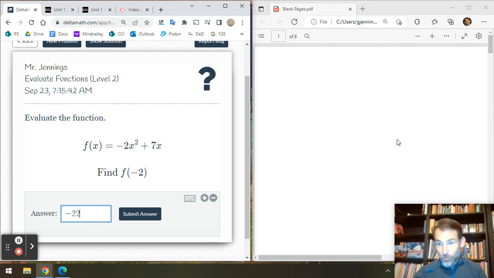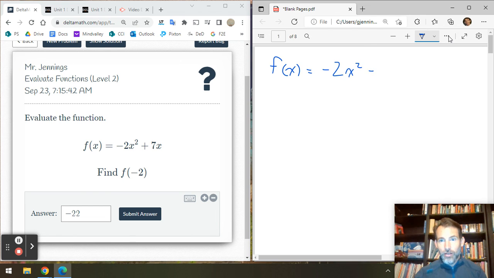I'm using paper or a whiteboard for my scratch work, which I absolutely recommend. You definitely want to get yourself some scratch work going. You would write down your function. f of x equals -2x squared plus 7x. And then you substitute in -2 for x wherever you see it. -2 times -2 squared plus 7, let's cross our 7s, times -2. I'm trying to get in the habit of crossing my 7s. Looks less like a 1.